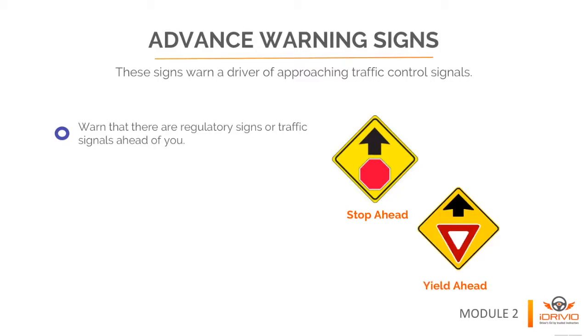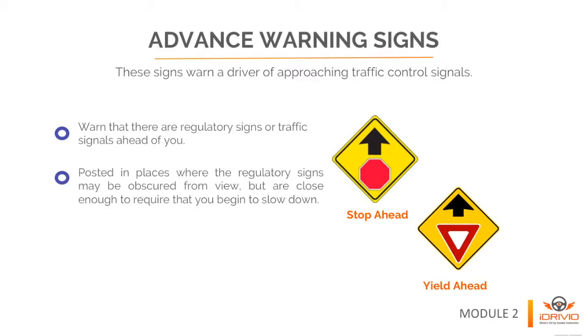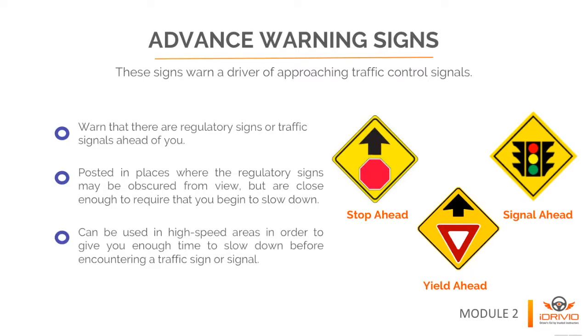Yield ahead signs are posted in places where the regulatory signs may be obscured from view, but are close enough to require that you begin to slow down. Signal ahead sign may also be used in high-speed areas in order to give you enough time to slow down before encountering a traffic sign or signal.